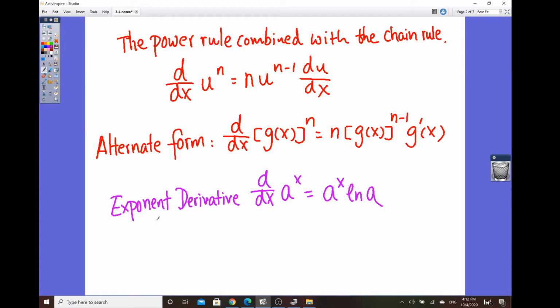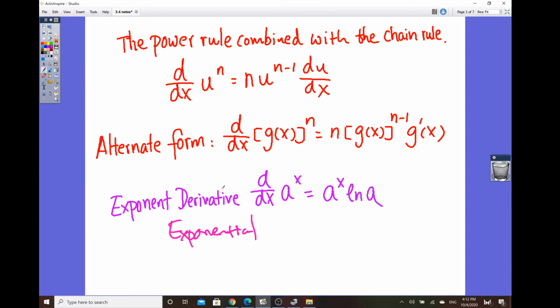The derivative for this one is supposed to be called the exponential derivative. Let me just fix that: exponential derivative. If you have a base a, any real number, to the power of x, the derivative of this one is always a to the power of x times natural log of a.